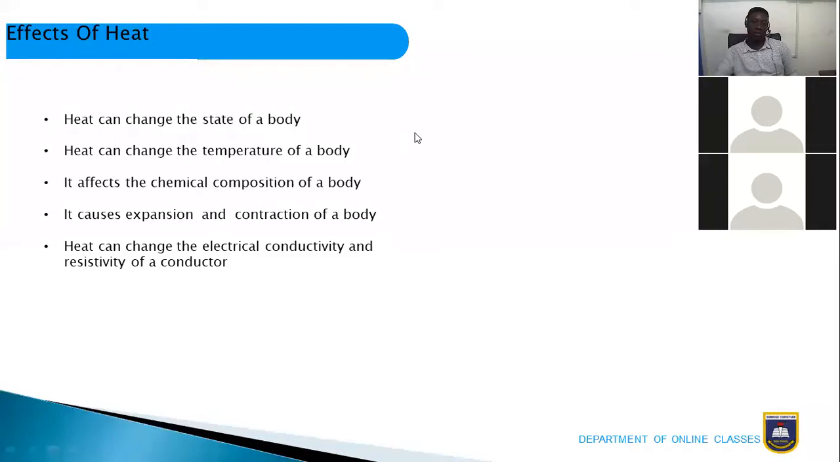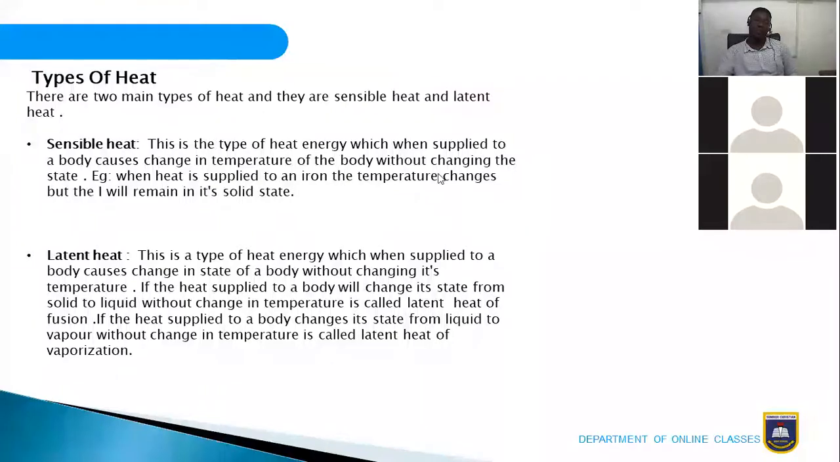All right. So basically, mute yourselves. Basically, these are the effects of the heat that we have. Now, let's look at the types of heat. Basically, we have two types of heat: the sensible heat and the latent heat.